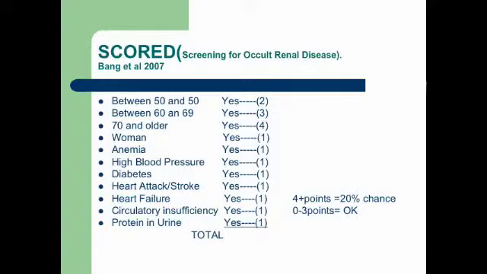If you're between 50 and 60, you take 2 points, 60 to 73, and so on. Female carries an extra point, I'm not sure why. Anemia, high blood pressure, diabetes, and obvious causes, obvious risk factors. And if you get a score of 4+, you do have a 20% increased risk of chronic kidney disease above the normal population. Still pretty low.